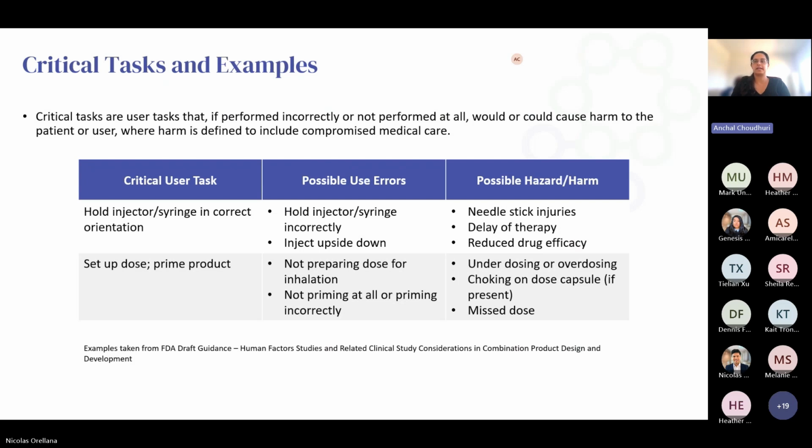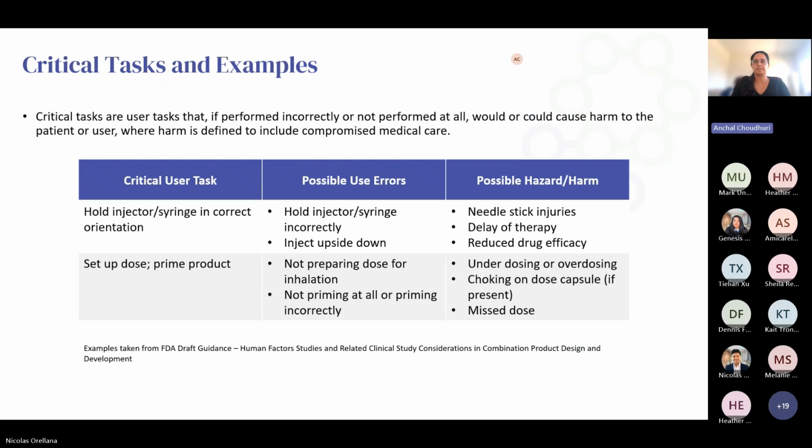But for combination products, since medication errors are also considered, it was determined that a task associated with any level of harm is considered a critical task. So I've included here 2 examples of critical tasks that are also taken from another FDA draft guidance. This draft guidance is for human factors studies for combination products.